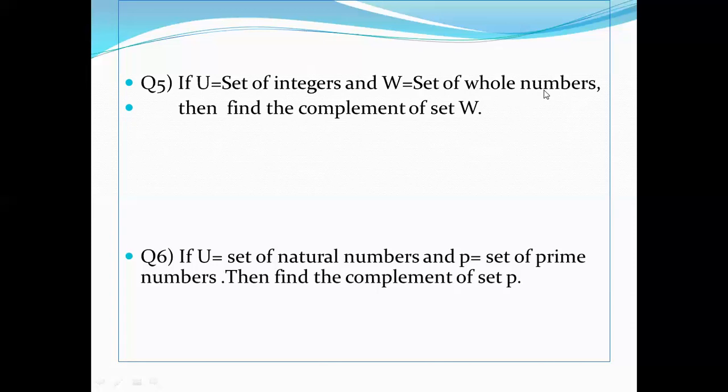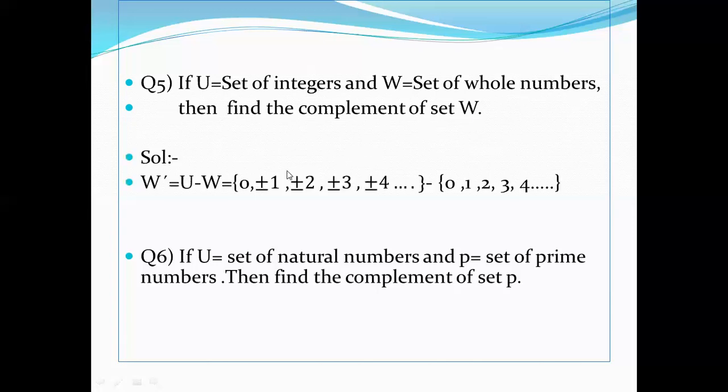W is the set of whole numbers. Whole numbers start from 0: 0, 1, 2, 3, and so on. You are going to find the complement of set W. Very easy. If you know what the set of integers is and what the set of whole numbers is, then you can easily find the complement of set W.